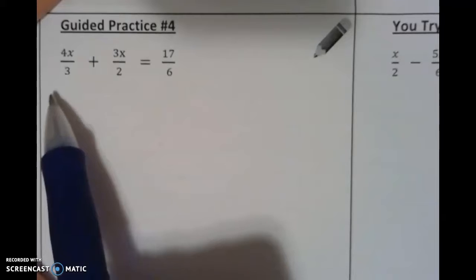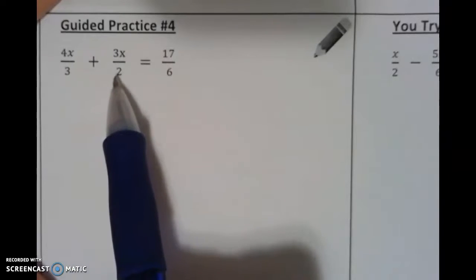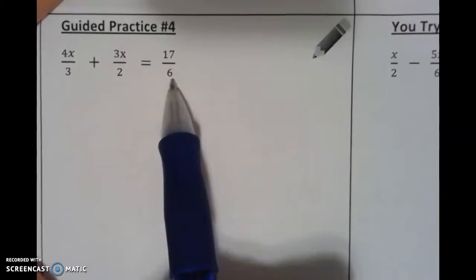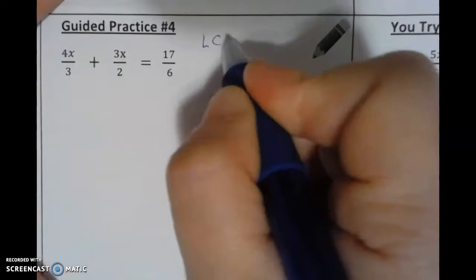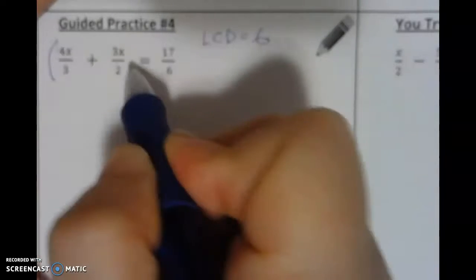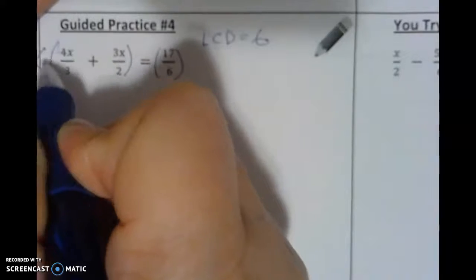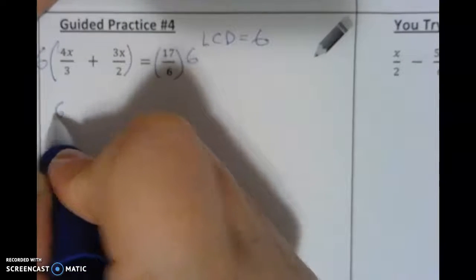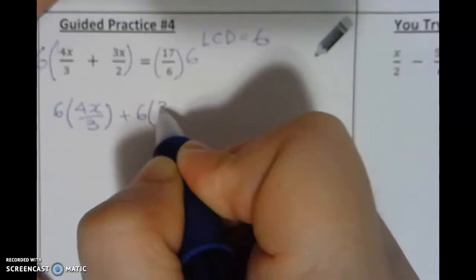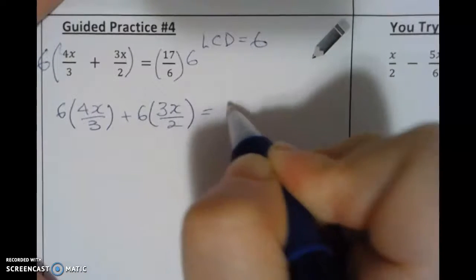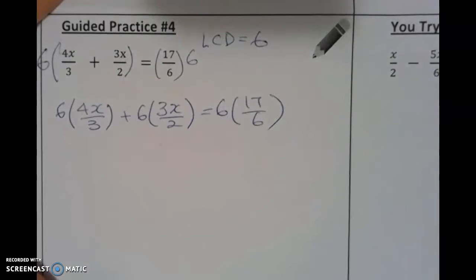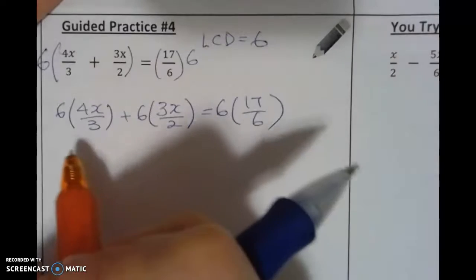So what would be the LCD? Well, we have 3 times 2 is 6. Is the third number divisible by the 6 that we just came up with? Yes, it is. So LCD is 6. In this case, we're going to multiply both the left-hand side and right-hand side by 6. So you have 6 times 4x over 3 plus 6 times 3x over 2 is equal to 6 times 17 over 6. From here, I can start cancelling out to make my math easier.